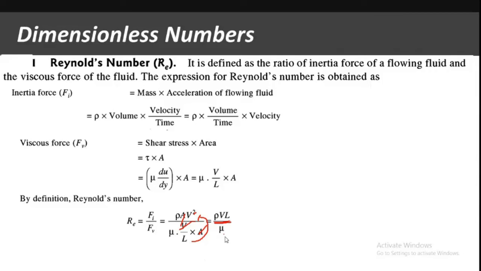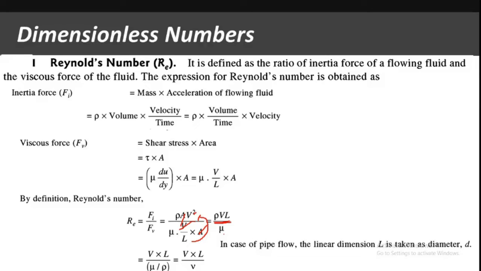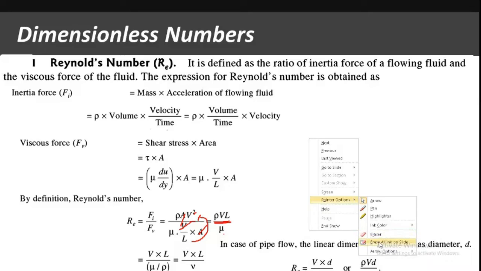Now we can rewrite this. Okay, this rho we can divide in the denominator. So it is v L upon mu by rho. So the ratio of absolute viscosity to mass density is nothing but kinematic viscosity denoted by nu. So it is the product of velocity into length upon nu. Okay. Now in case of flow through a pipe, basically the length is the diameter. Linear dimension is the diameter. So there we use rho v d upon mu and v d upon nu. Okay. So this was the derivation for deriving the Reynolds number.